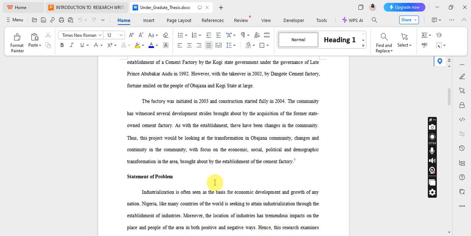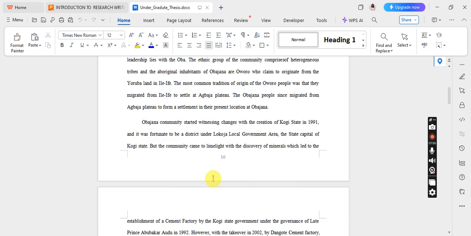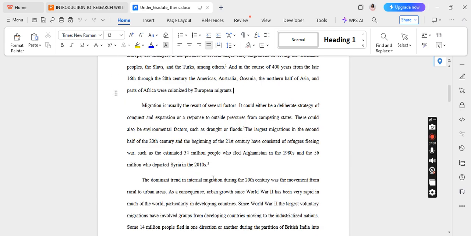From there, you just sum it up and enter your statement of problem. But if there's one thing I want you to understand about this background, it is the way it goes. It started from the introduction, the beginning of all beginnings. How has this thing happened in the world? How has this happened in the states? How has it happened in Africa? How has it happened in Nigeria? How has it happened in Kogi State? And how has it happened in the Obajana community?